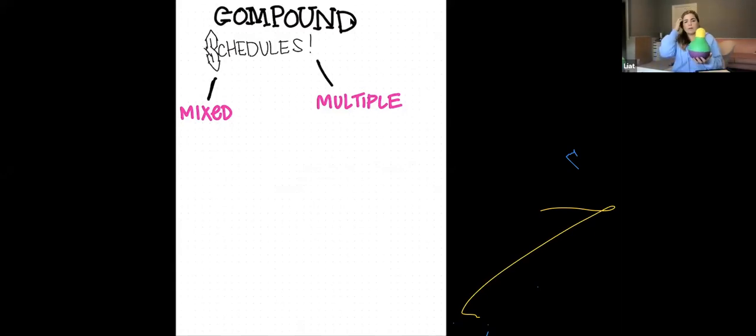So I'm going to tell you first. Compound meaning more than one. There's more than one schedule going on. Actually, I think I should do the multiple side first. I think it would make more sense. So multiple schedule of reinforcement, meaning there's multiple schedules going on. Okay. And there is an SD, right? A discriminative stimulus to let you know what's going on. And they might be on different schedules.